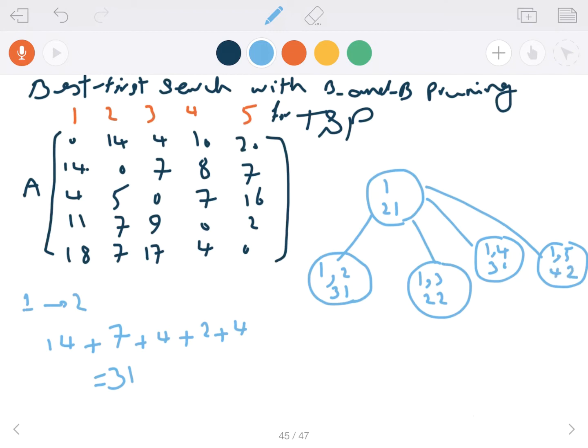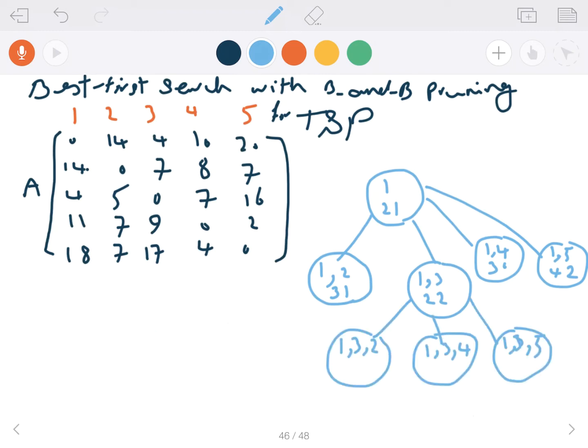And so the best first search in the branch and bound approach says to use the one that is best. We are expanding the node that has the best result so far, or the best bound so far. And here best bound means the one that has the minimum bound. Between these four nodes that I have here, node 1, 3 has the bound of 22 that is minimum. So I'm going to expand that node. Next we'll expand node 1, 3 and see how it goes.